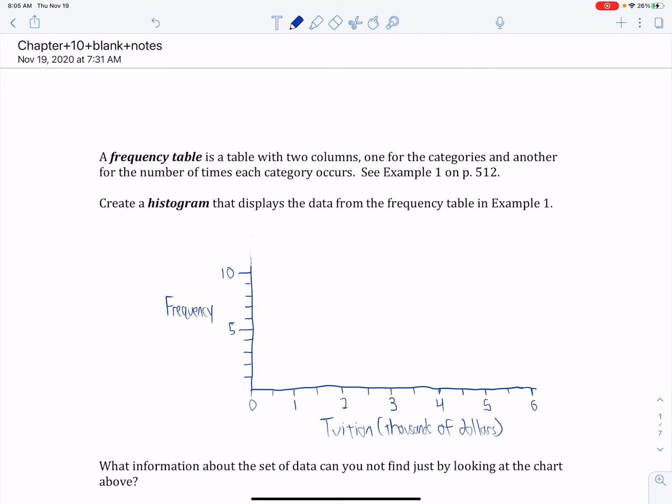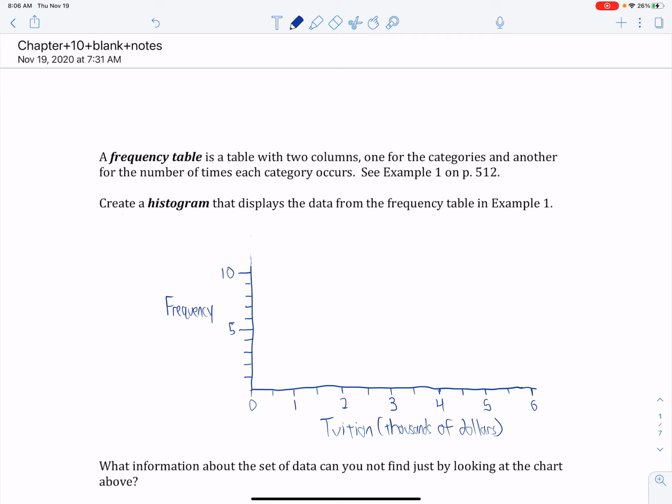It reads, the following list contains the 2017-2018 annual tuition in thousands of dollars for a random sample of 30 community colleges. And it has 1.1, 1.4, 1.4, 3.7, and so on. And those are in thousands of dollars. So 1.1 would be 1.1 thousand, or 5.9 would be 5.9 thousand, and so on.